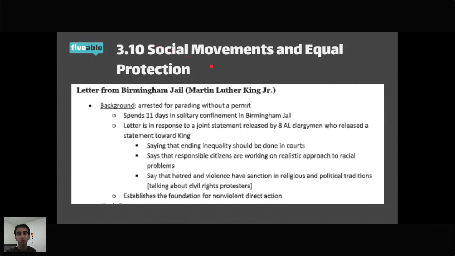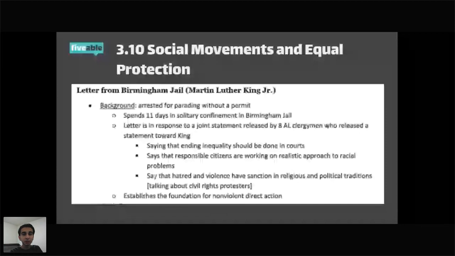Some background on what Martin Luther King was doing: he was arrested for parading without a permit, and he spent 11 days in Birmingham Jail. This letter was in response to a joint statement released by 8 Alabama clergymen. Basically they said ending inequality should be done in courts, and that there are responsible citizens working on realistic approaches. They said there's hatred and violence happening, and that comes from religious and political reasons. The Letter from Birmingham Jail establishes that foundation for nonviolent action, which we know Martin Luther King for.